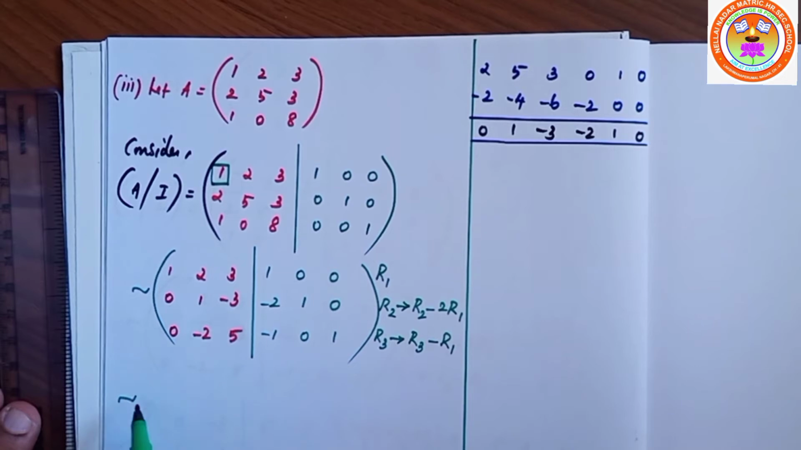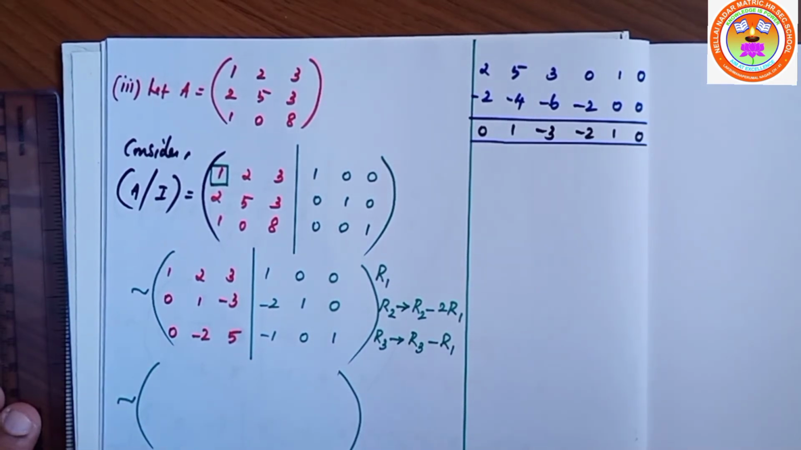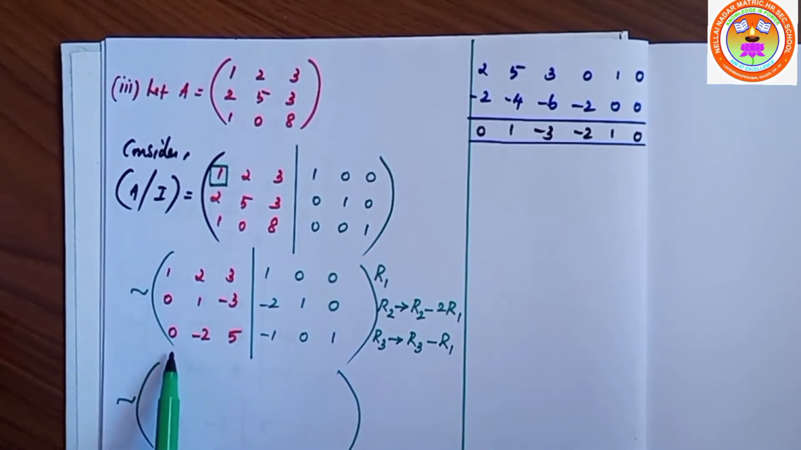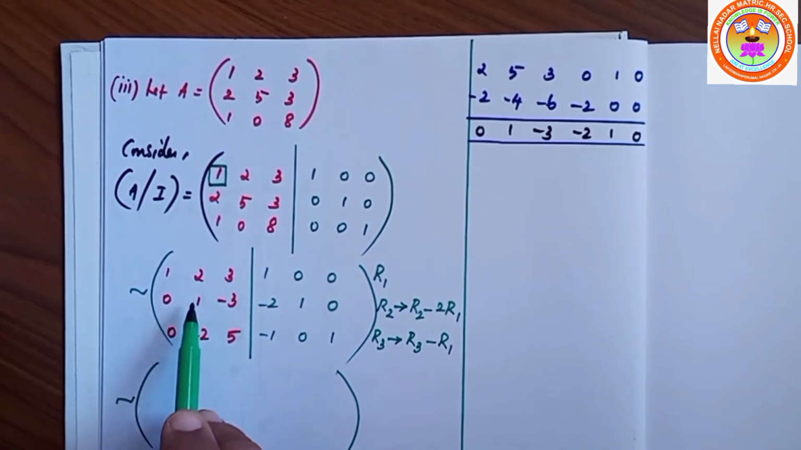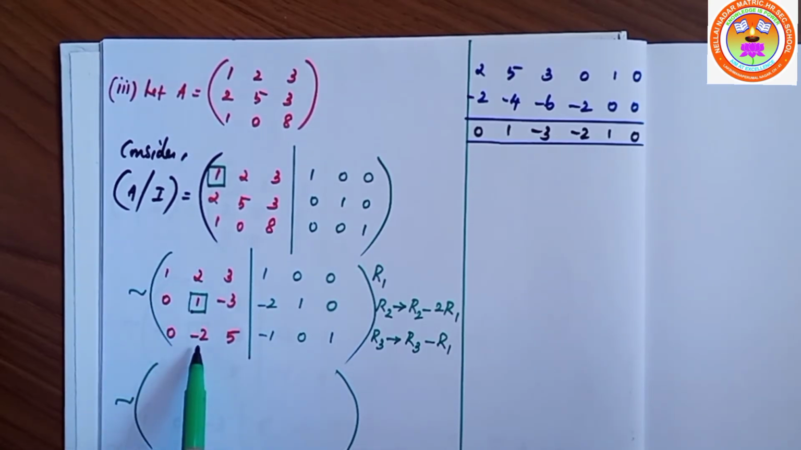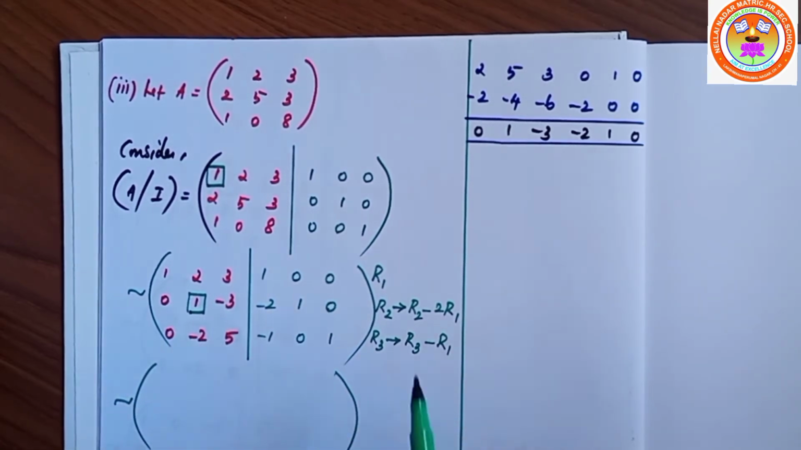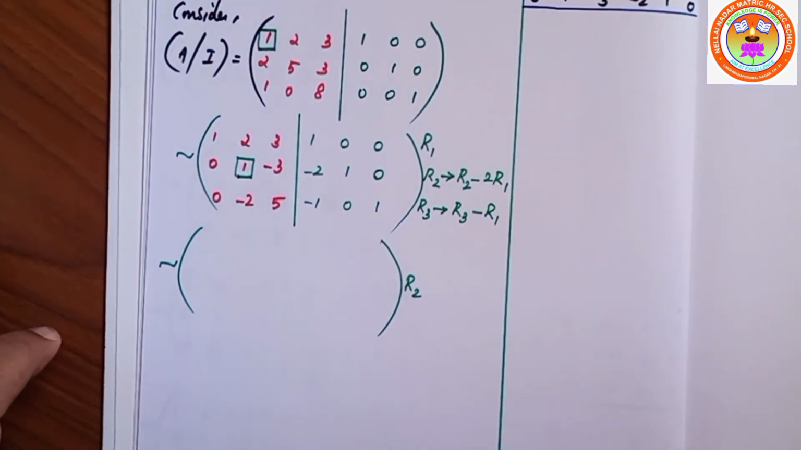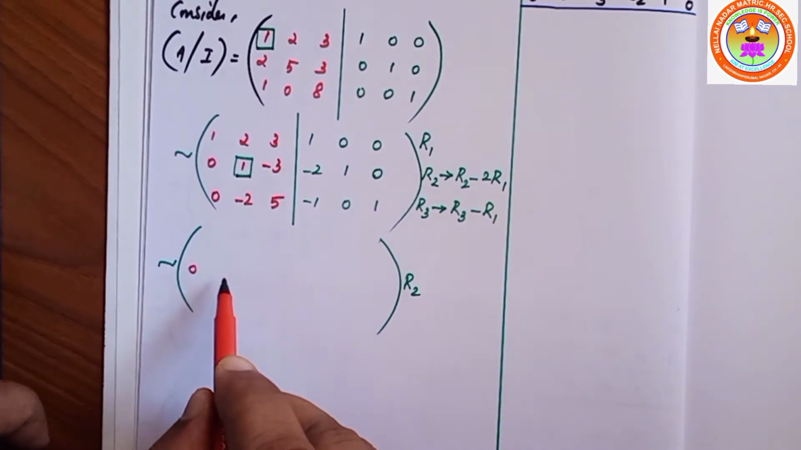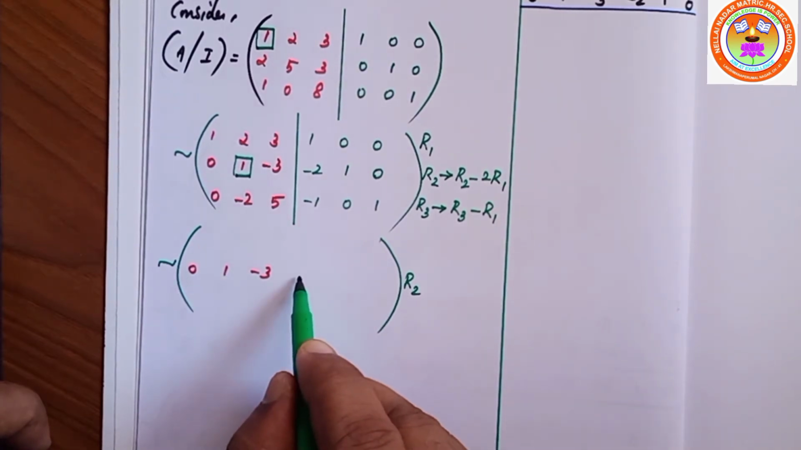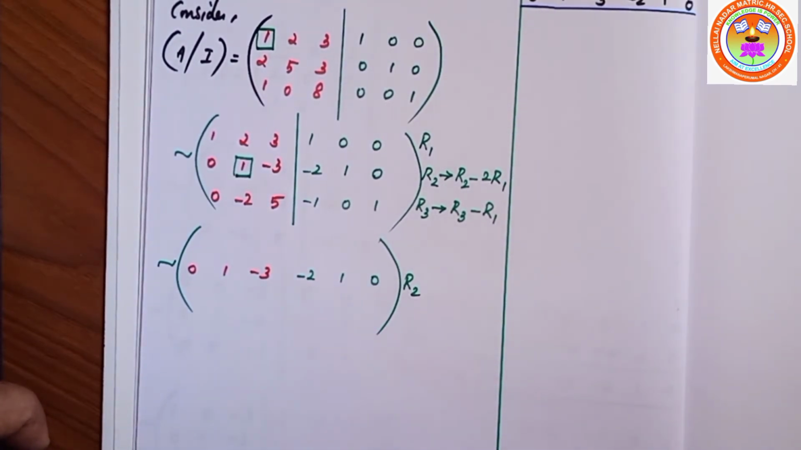Now put that equivalent. Now that first column is 1 0 0. The next column it has to be 0 1 0. It's 1 only, so no need to change anything. With the help of this element, we have to convert these two elements as 0. So 1 is in second row. Write R2 as it is. No change of R2. R2: 0 1 minus 3 minus 2 1 0.